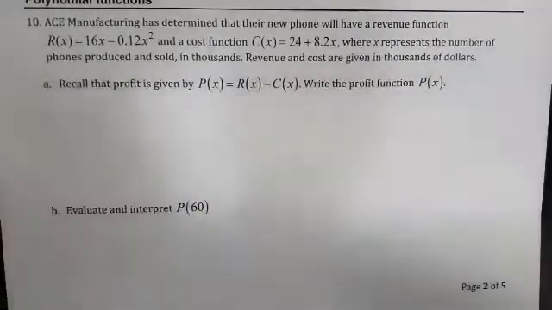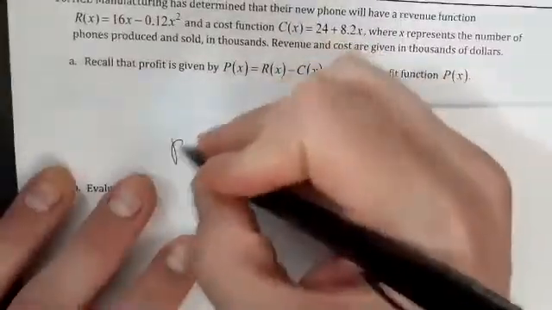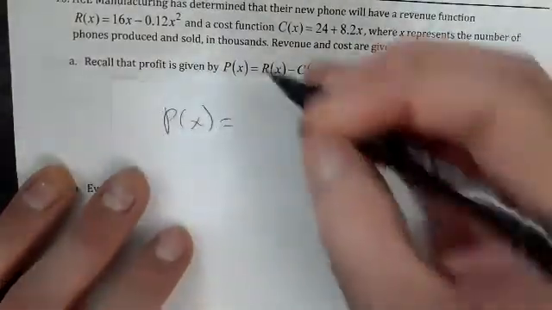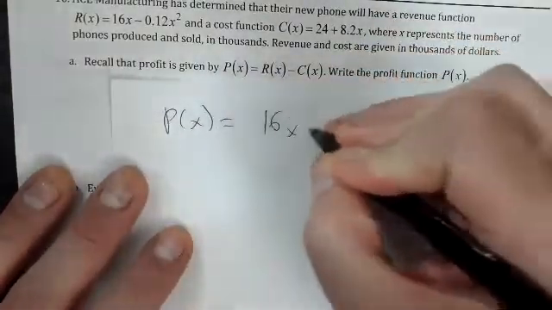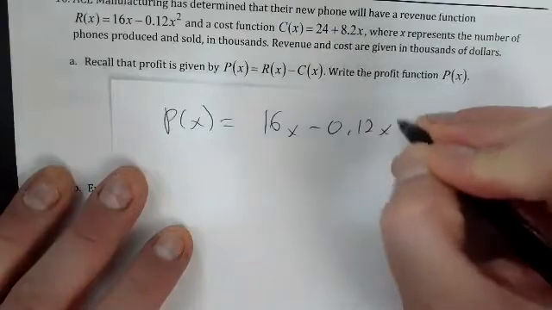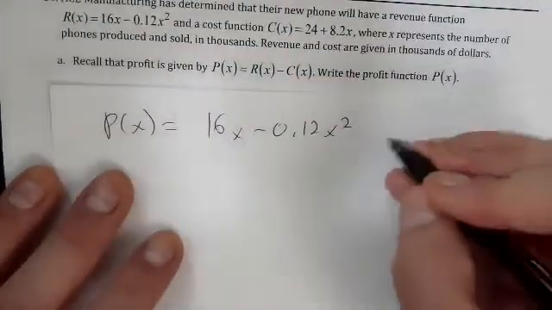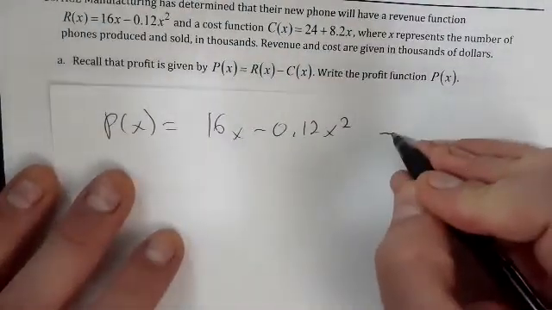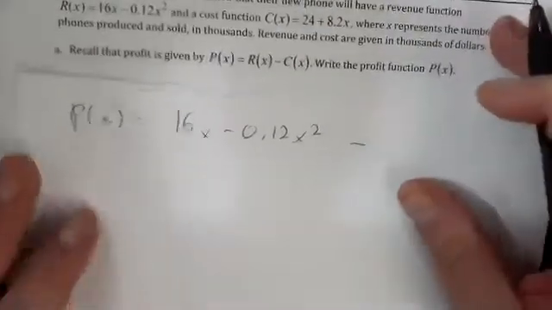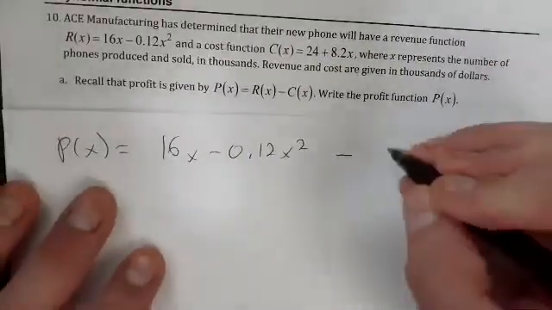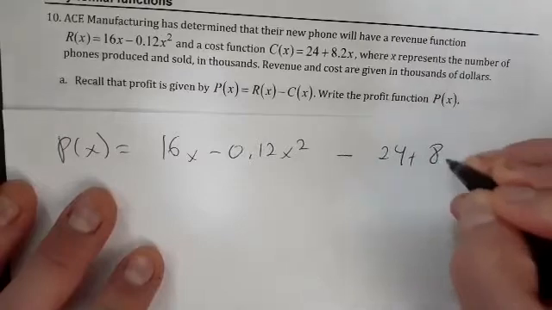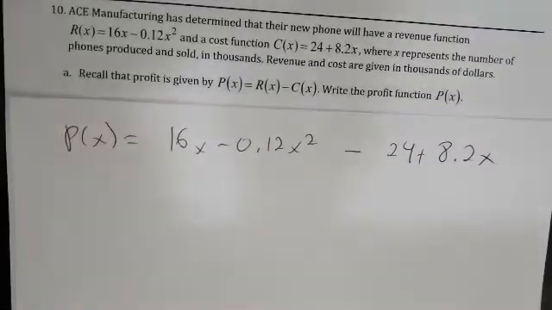So R of x, I can write 16x minus 0.12x squared. And I have to subtract my cost. And so before I do this, minus 24 plus 8.2x. I'm going to do it, and it's going to hurt my eyes.